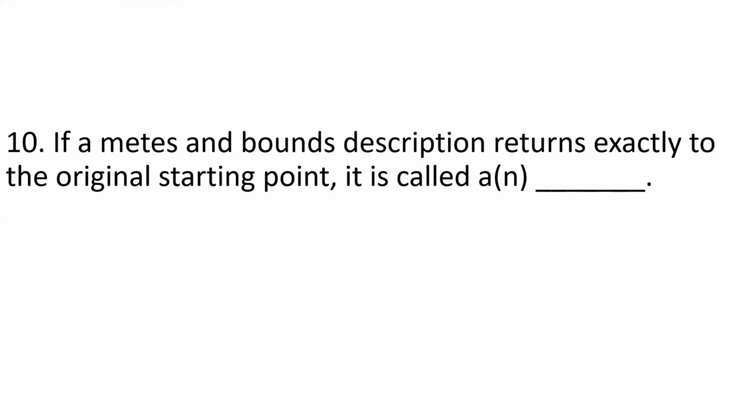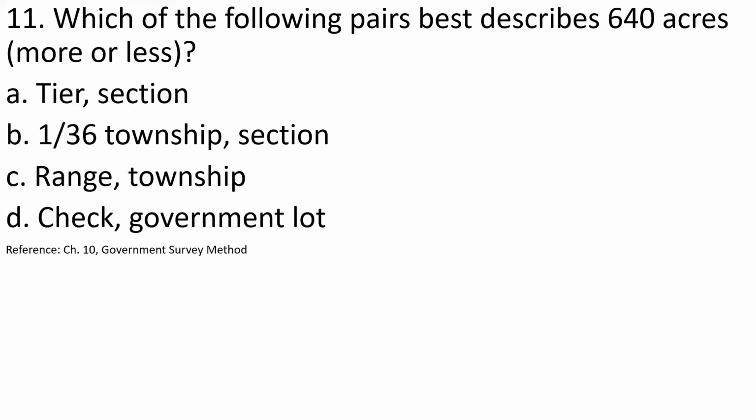Number 10, if a metes and bounds description returns exactly to the original starting point, it is called closing. If it goes exactly back to the starting point, that means it is closing the loop. So remember, metes and bounds uses distances and directions, and if it returns exactly back to the original position, it is closing.